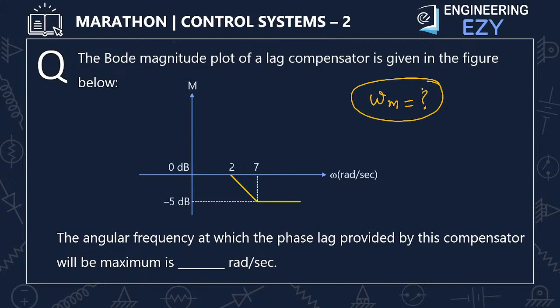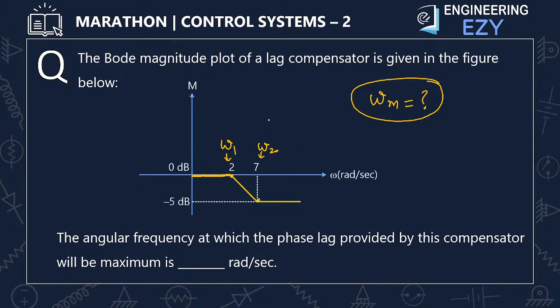There are two corner frequencies in this question. One is omega 1, because the slope is changing. Although the Bode plot line is not drawn here, this line is also part of the Bode plot line, and it is like this. So this frequency is omega 1 and this frequency is omega 2. These are the two corner frequencies, because corner frequencies are the frequencies where the slope of the Bode plot changes. Here omega is equal to 2 and omega is equal to 7.